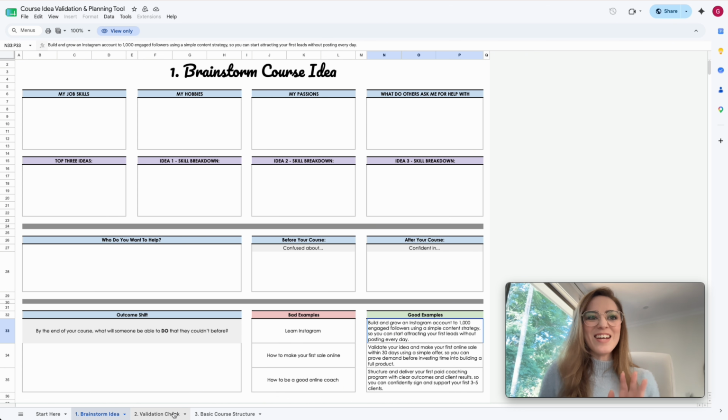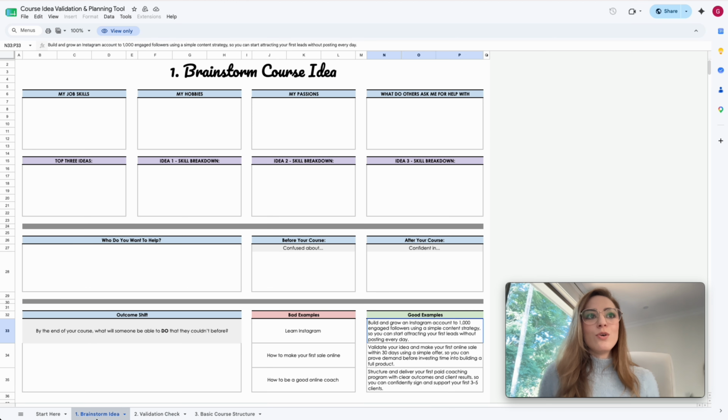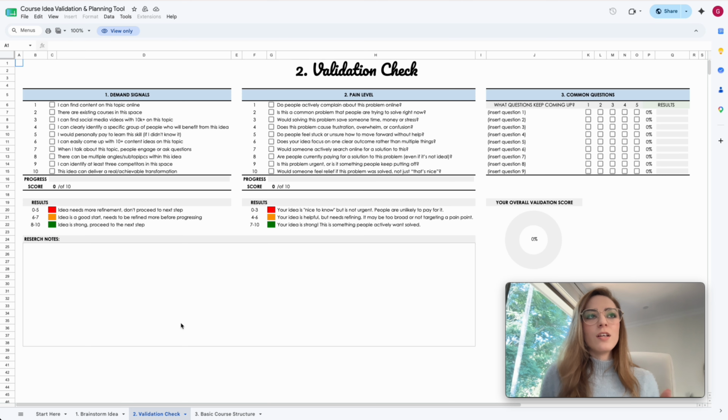I can't stress that enough. So this is now my absolute favorite part of the whole course design process. It's the validation check that I've developed. What you're going to do is take one idea from this section here, ideally the one you've written the outcome shift for, and do your own research to check if this is a good idea and is going to sell within the market.